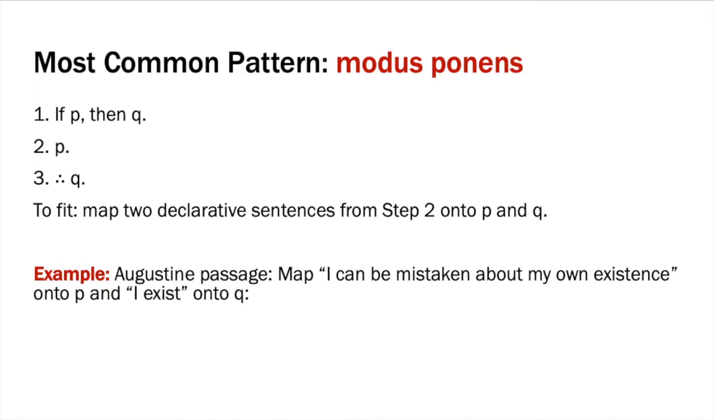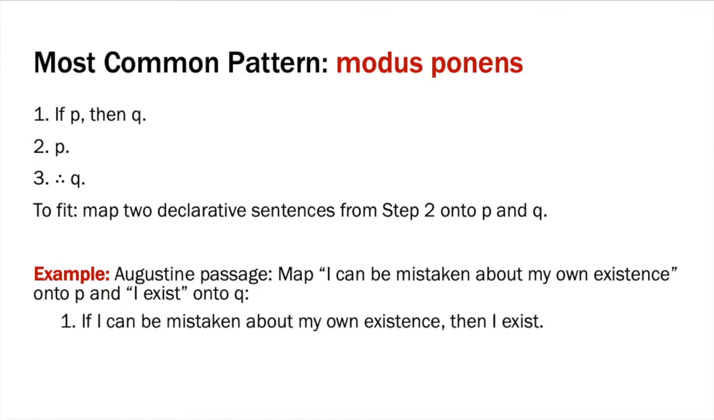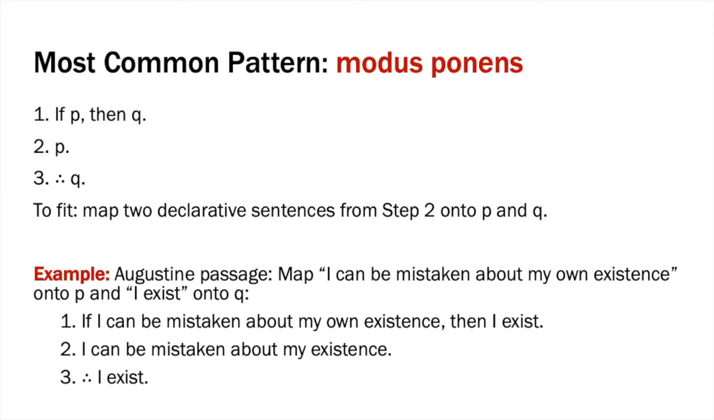So for example, from the Augustine passage, map one statement, I can be mistaken about my existence, onto P, and map the other statement, I exist, onto Q, and that will yield this. If I can be mistaken about my own existence, then I exist. As soon as you have that relationship between P and Q, if P then Q, you can create a modus ponens. If I can be mistaken about my own existence, then I exist. I can be mistaken about my own existence. Therefore, I exist. So that's how a modus ponens works. It's a logically valid argument. If the premises are true, the conclusion is necessarily true as well.